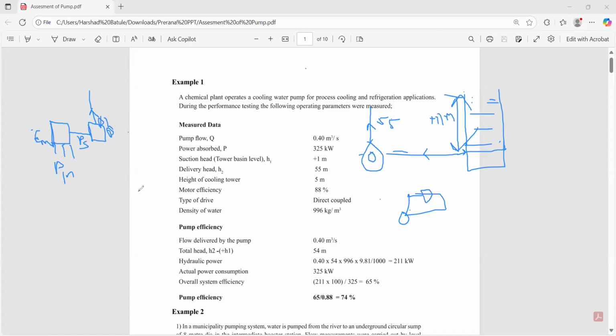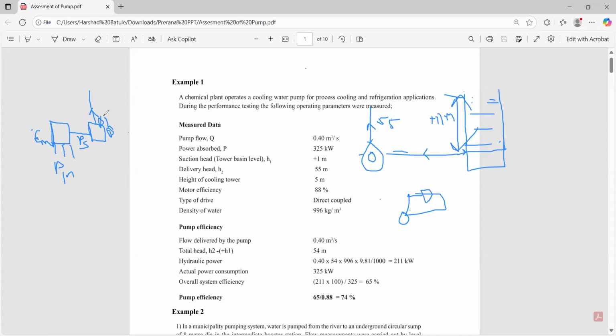Yes, 286 comes from 325 kilowatt, which is your input power here. Your motor efficiency is 88%, which means you have lost 12% in this transaction. So 286 kilowatt is transmitted to the shaft. So shaft power is 286 kilowatt, and your hydraulic power is 211 kilowatt.